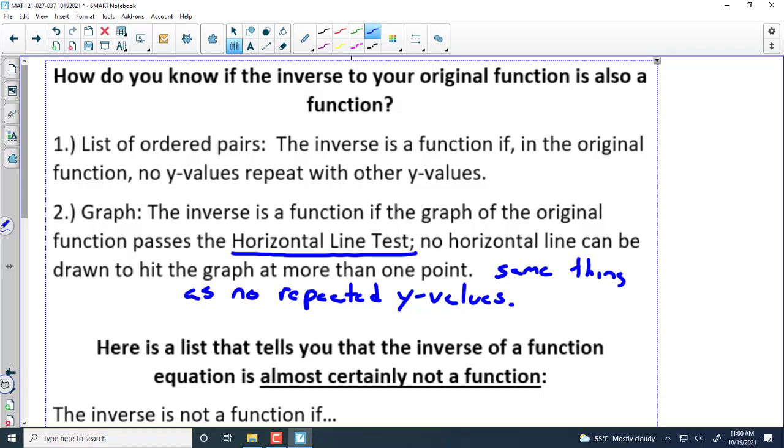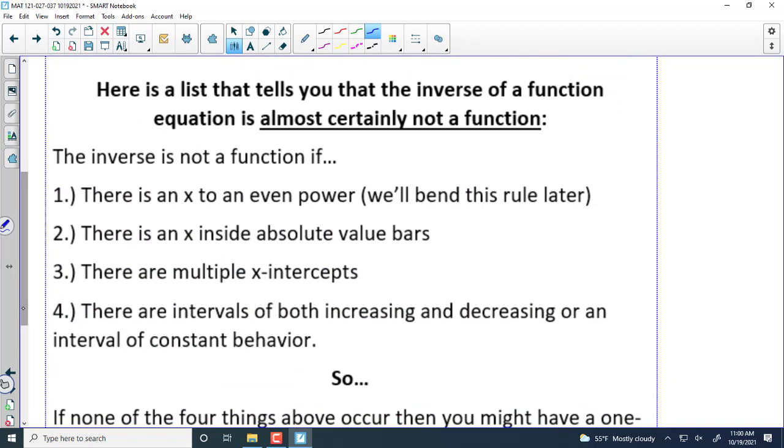All right, now, what's the big question? Does our function have an inverse that is also a function? Here's a list that tells you that the inverse of a function equation is almost certainly not a function. There's an x to an even power. What's our simplest function that is x to an even power? X squared. The inverse is not a function because it fails the horizontal line test that we just learned about. The inverse of that is not a function.